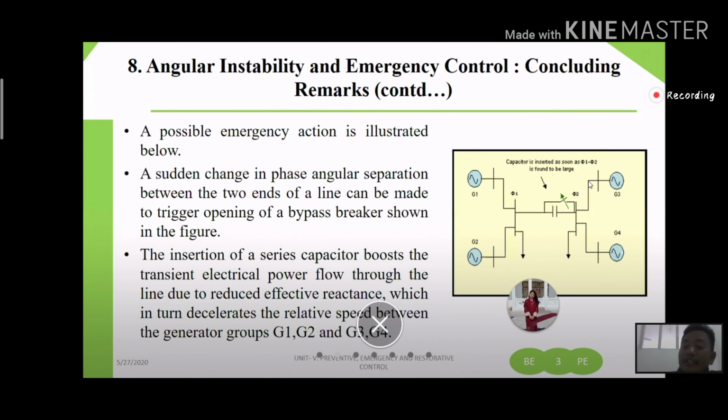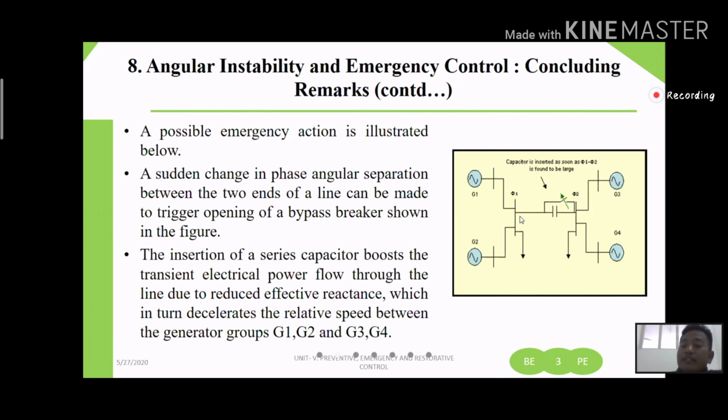If your restoring torque is negative, this torque will not be able to bring this generator group back. It will accelerate the relative speed between generator 1, 2, generator 3 and generator 4, and the restoring torque becomes negative, so it will not bring back synchronism. Synchronism is all the generators functioning at one common speed, which means it will not bring them back to the common speed, and so not to the steady state.